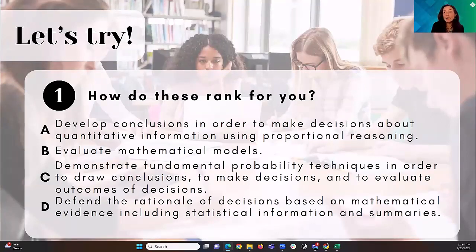But Jennifer had a completely different order. And so did Grace. But Jennifer and Grace both saw more value in demonstrating fundamental probability techniques in order to draw outcomes, make decisions, evaluate outcomes of decisions. One of the things I looked at, for instance, for A, for me, I looked at it as an instructor, right? You get information from their assessments or from surveys that they take, and then you need to make these decisions based upon this quantitative information that you have, or qualitative in the case of some of the surveys, right?